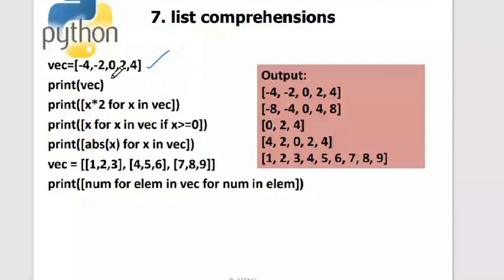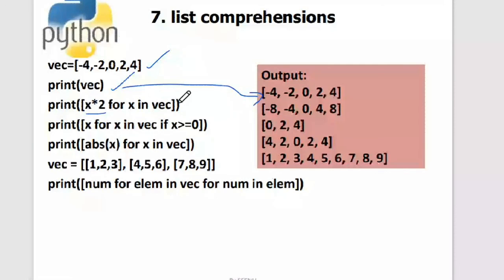Now I have used the list comprehension to make an expression. So x into 2: -4 into 2, -2 into 2, 0 into 2. This is what will happen. I want a list to be like that. So the expression is computed and I got this. This is the outcome of this print statement.